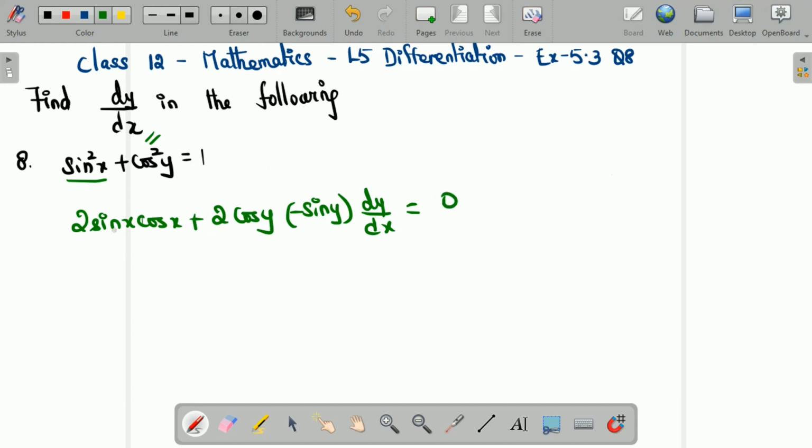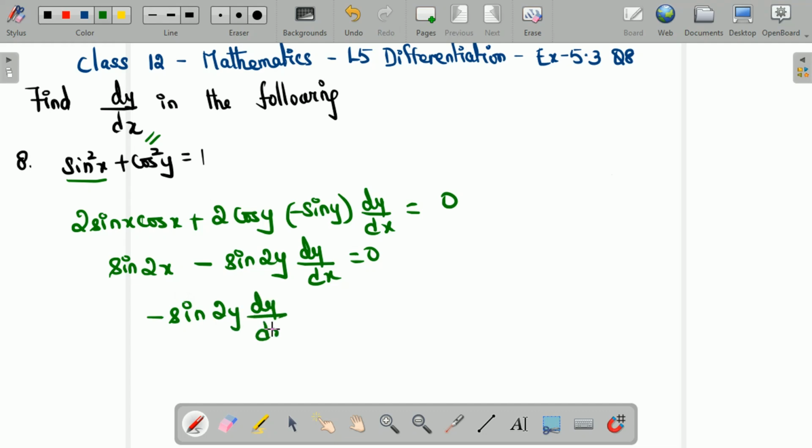Now let's simplify the first term. 2 sin x cos x can be simply written as sin 2x. This term I'm writing as minus 2 sin y cos y, so minus sin 2y dy by dx is equal to 0. Now I'm leaving only the dy by dx term here and taking the other term to the right side. So minus sin 2y dy by dx is equal to minus sin 2x.